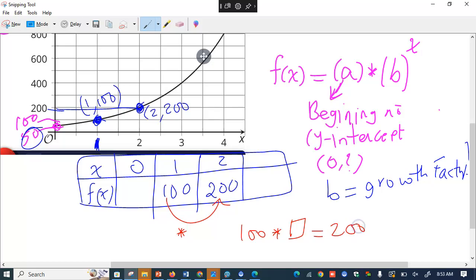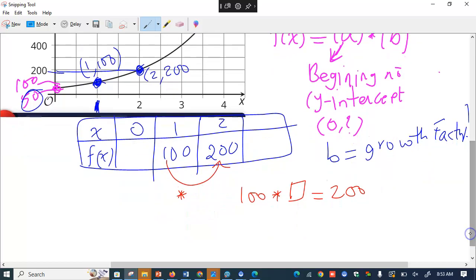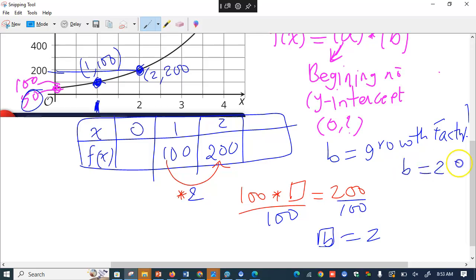So it's common sense, and all of you will say that it is 2. But sometimes, imagine if it was a difficult number, then the best way is to divide like this and you get the answer. So that answer, which is b here, is 2. That means the growth factor is 2. So your b is 2. So we know that b is 2.